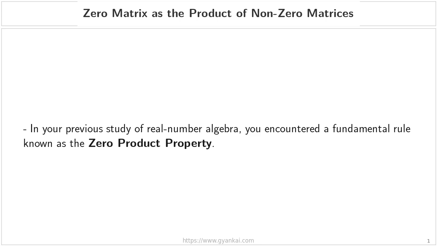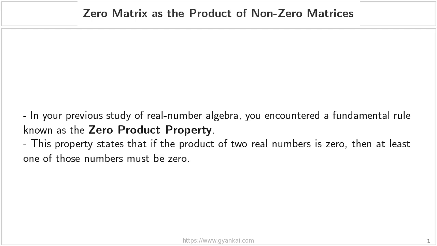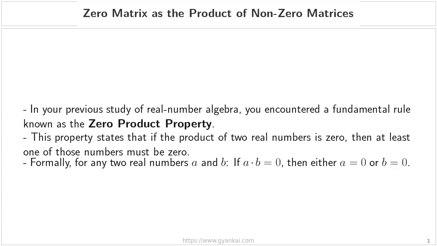Hello, everyone. Let's begin our lesson by revisiting a concept you are already familiar with from your previous studies of real number algebra. You will recall a fundamental rule known as the zero product property. Essentially, this property states that if the product of two real numbers is zero, then it is a certainty that at least one of those numbers must be zero. To put this formally, for any two real numbers, a and b, if a times b equals 0, then either a equals 0 or b equals 0.